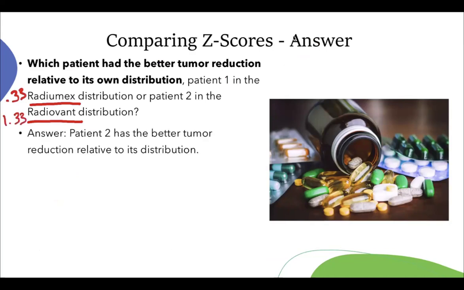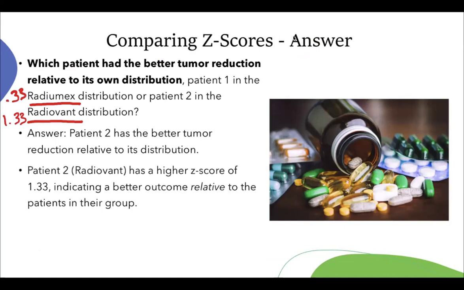And the answer is patient 2 because of the larger z-score. Patient 2 has the better tumor reduction relative to its distribution. Patient 2 had the higher z-score of 1.33, indicating a better outcome relative to the patients in their group. Okay, so we can't always look at the values of the tumor reduction to answer these questions. It's not necessarily a question of which tumor was reduced more, but rather which patient had the better reduction relative to their group. And that is always a measure of z-score.